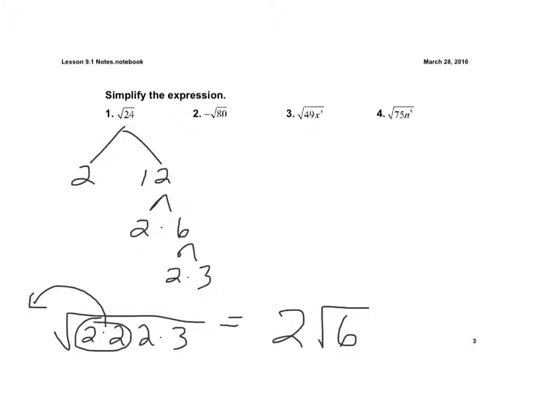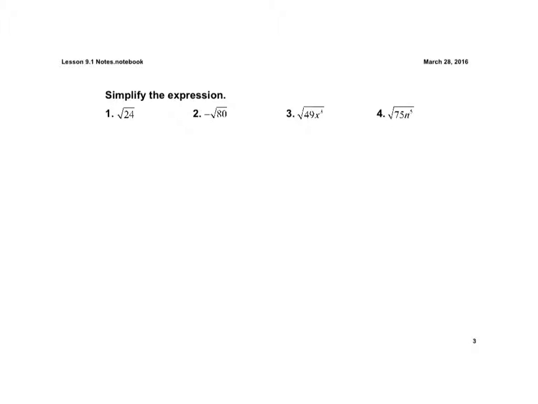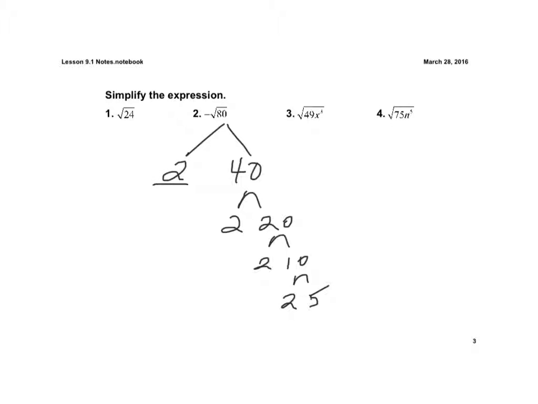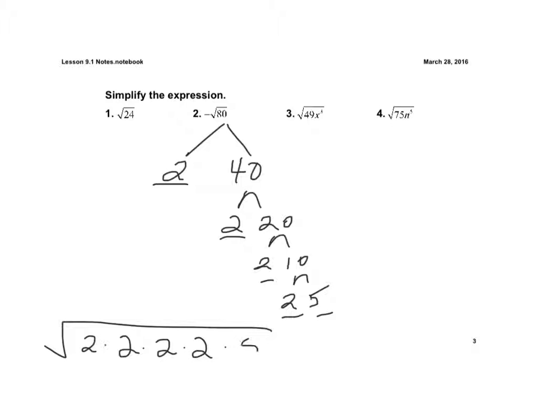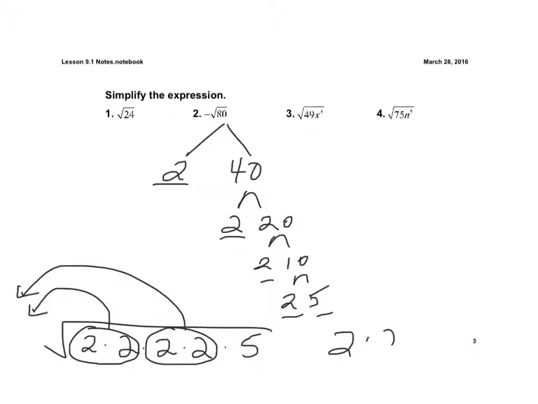Now let's look at a couple more. If we look at this one, first of all, the negative out in front just means my final answer will be negative. It does not affect the factor tree. I always start out with 2 and 40, and then this would be 2 and 20, 2 and 10, and 2 and 5. Notice how each of these numbers is a prime factor. So I rewrite it as 2 times 2 times 2 times 2 times 5. Since we're doing the square root, I look for pairs. There's a pair and there's a pair. One pair comes out as a single 2 on the outside. Another pair comes out as another single 2 on the outside, and then the 5 must stay underneath. So my final answer is 4 times the square root of 5, but I can't forget about the negative out in front, so this becomes negative 4 radical 5.